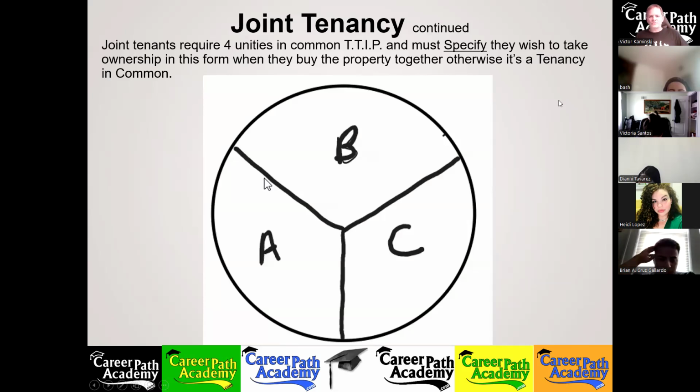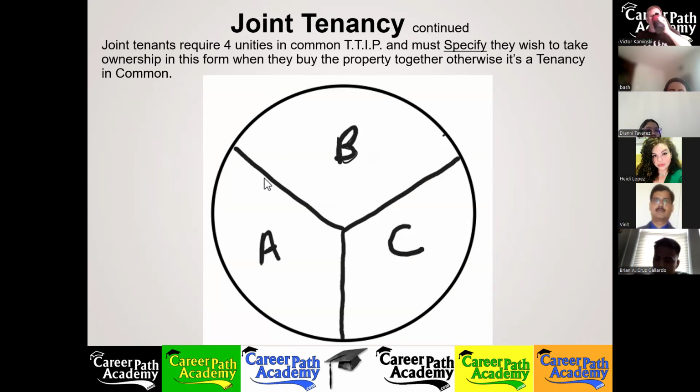So if you have this scenario, you have three owners on a property. Okay, three owners, A, B, and C. They all have equal ownership shares. What form of ownership is this? If all you do is look at this pie chart and you see three owners with equal ownership shares, what kind of ownership is this? Joint tenancy.